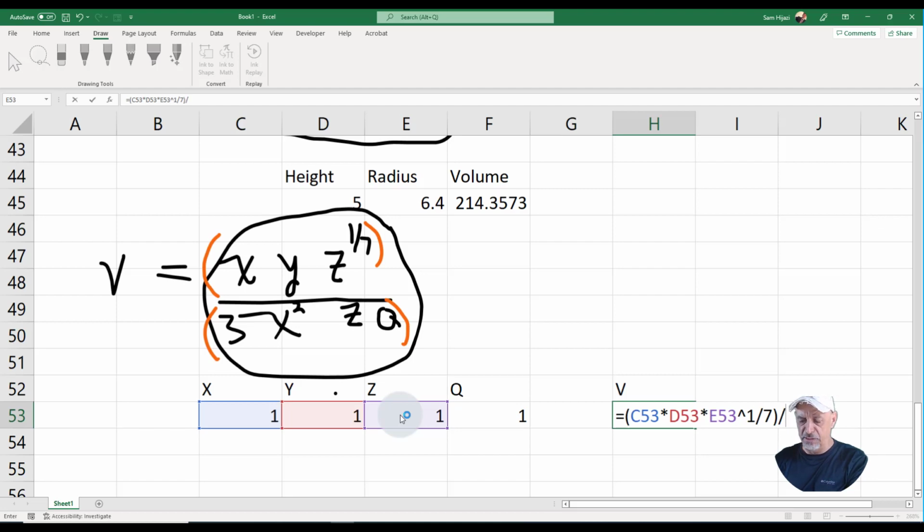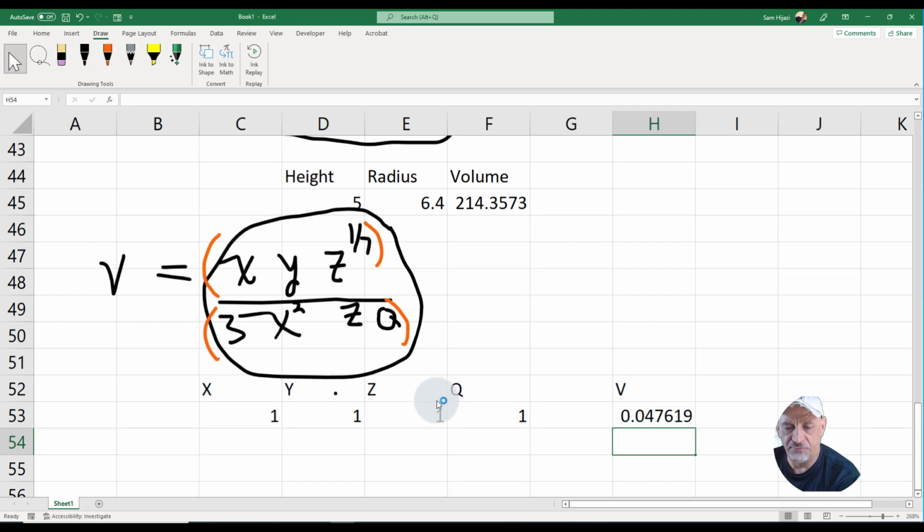Close the parentheses. The whole thing is divided by, open another parenthesis, a 3, which is a constant, multiplied by x, which is this one, regardless of what the value is, raised to the 2nd power, and that is multiplied by z, here is z, and that is multiplied by q, which is here. Close the parentheses. That's exactly what I want, except for the mistake that I did on purpose. So if I hit enter, that gives me this value.